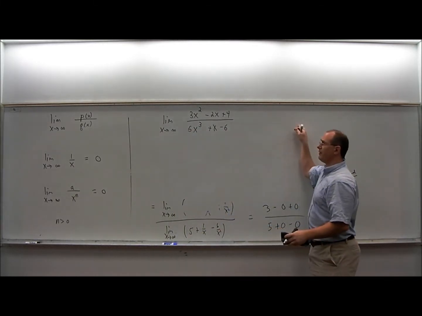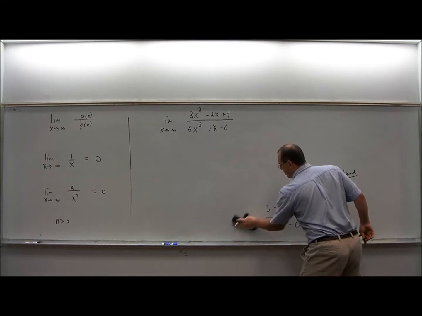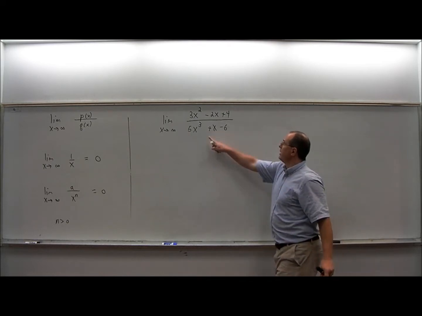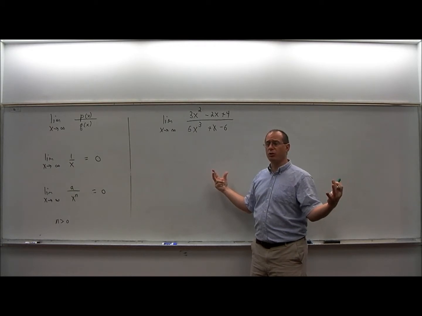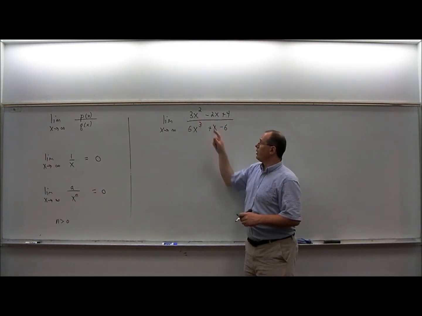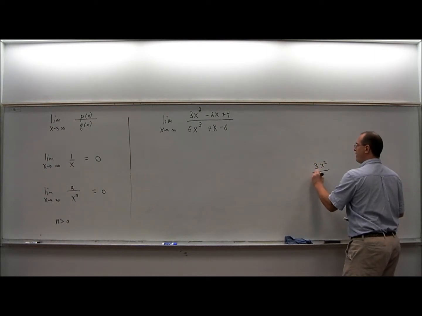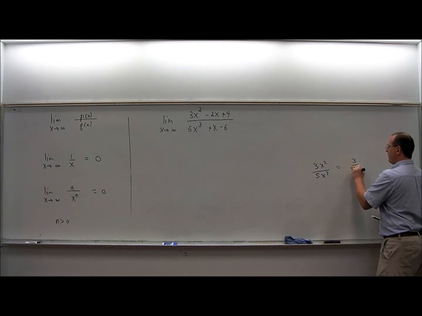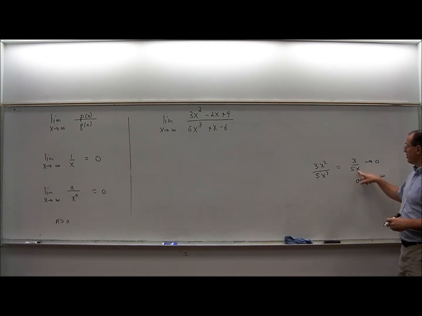Well, it's still infinity over infinity, indeterminate form. And in this case, the power on the bottom, it's a cubic, it's bigger than the power on the top, because 3 is bigger than 2. And the rule of thumb is the bigger the power, the faster the polynomial grows. So the cubic polynomial is going to grow faster than the quadratic polynomial. This is basically going to be behaving like 3x squared divided by 5x cubed. And then this ratio simplifies to 3 over 5x, which is going to go to 0 as x goes to infinity.